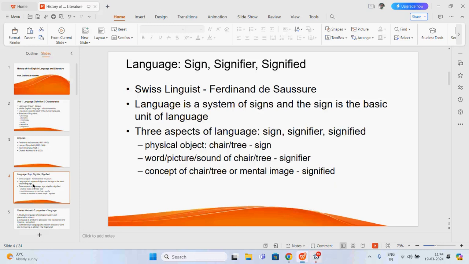Now this physical object has a word, a picture, a sound. When I say chair, I am uttering the sound. Laptop, it is the sound. So whether it is the sound of the tree or whether it is the tree that is spelled down, tree, chair, laptop, phone, this is the signifier.